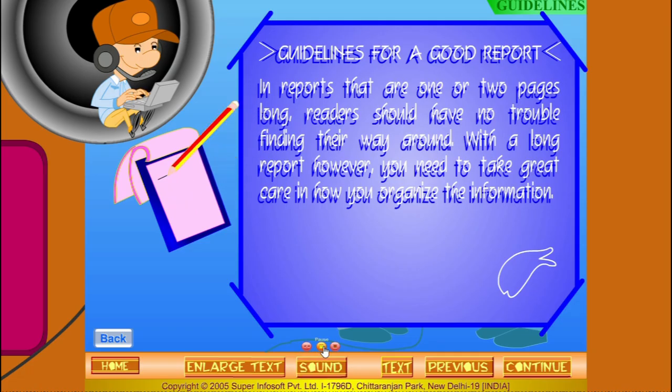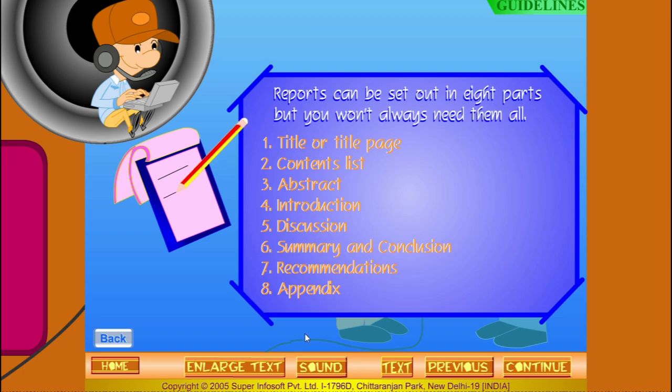Guidelines. In reports that are 1 or 2 pages long, readers should have no trouble finding their way around. Reports can be set out in 8 parts, but you won't always need them all.